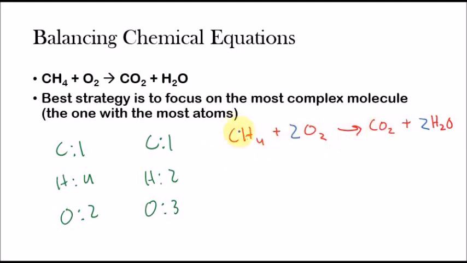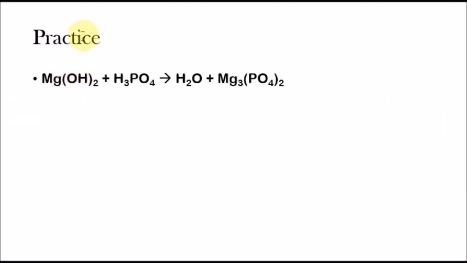So 1 carbon atom here, 1 carbon atom here, 4 hydrogen atoms here, 2 times 2, 4 hydrogen atoms here, 2 times 2, 4 oxygen atoms here, 2 plus 2 times 1, 4 oxygen atoms here, and now the equation is balanced. Okay, let's go ahead and do a few more. So in this chemical equation, let me write this out bigger again, so I don't have to squeeze the coefficients.